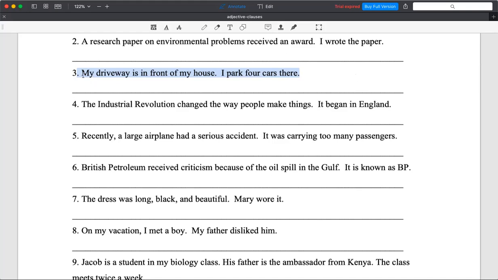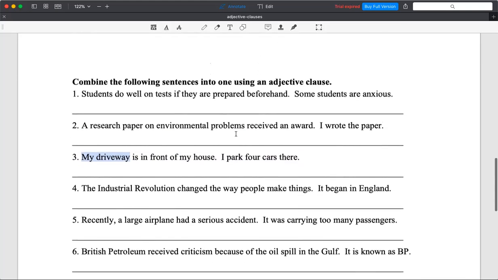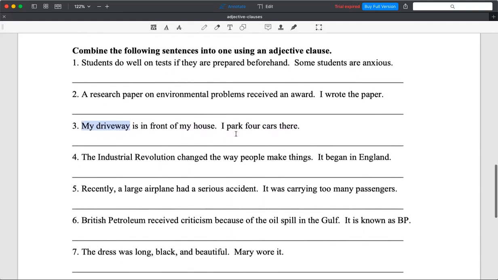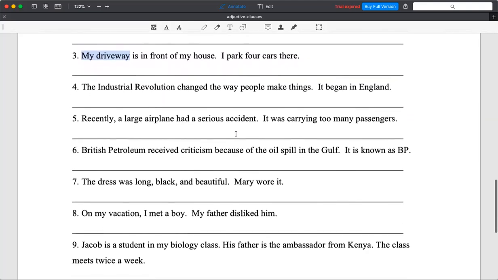So I give you a hint, my driveway is in front of my house and I park 4 cars there. So there relates to my driveway. So I need to change this sentence. Instead of there, I can say where I park 4 cars. I say my driveway, where I park 4 cars, is in front of my house. Once again, my driveway, where I park 4 cars, is in front of my house. So adjective clause creation might be a little bit slow at the beginning, but it's absolutely practical before we change it into the next step.